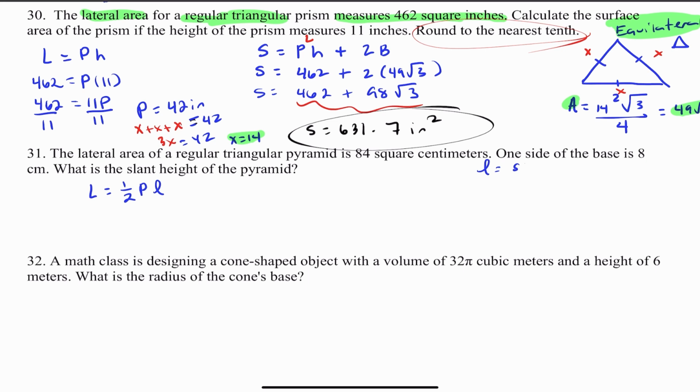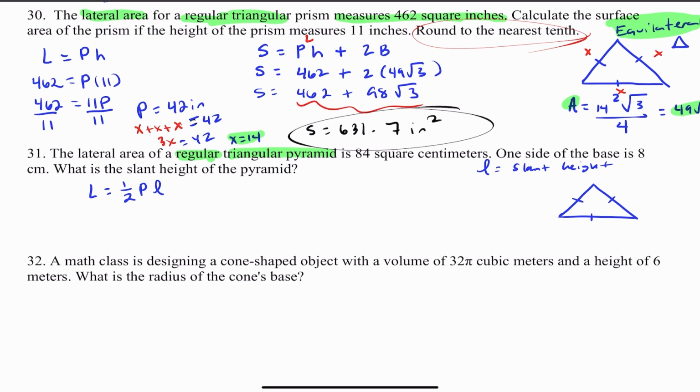So L represents the slant height, and we're dealing with a triangular pyramid with a regular base, right? So remember, if you have a regular base, then the base has all sides congruent, all angles are congruent. And when I mean the base, I'm talking about the shape of the base, right? So we're dealing with a triangle again. So I'm going to go ahead and draw my triangle. And it's regular, so all the sides are congruent. We're dealing with another equilateral triangle here, okay?